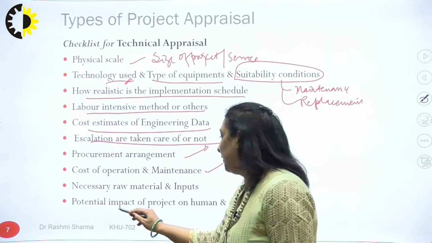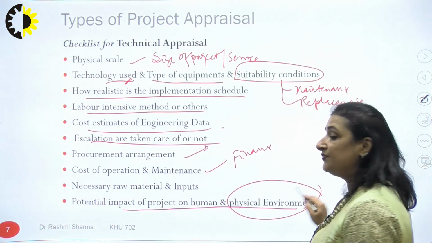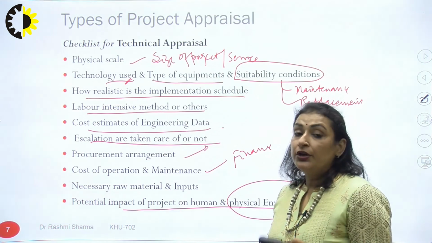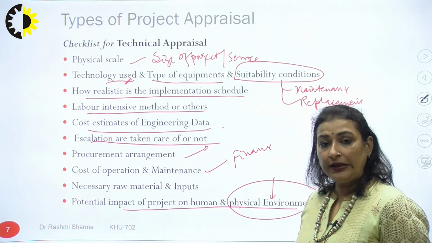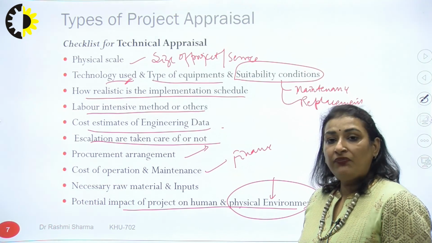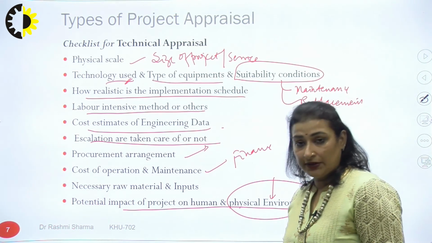Then the potential impact of the project on the human and physical environment. This is very important, because nowadays we want a green India. So we have to see if the particular project we are taking is environment friendly or not. If it is not environment friendly, then the government will not give a green signal.